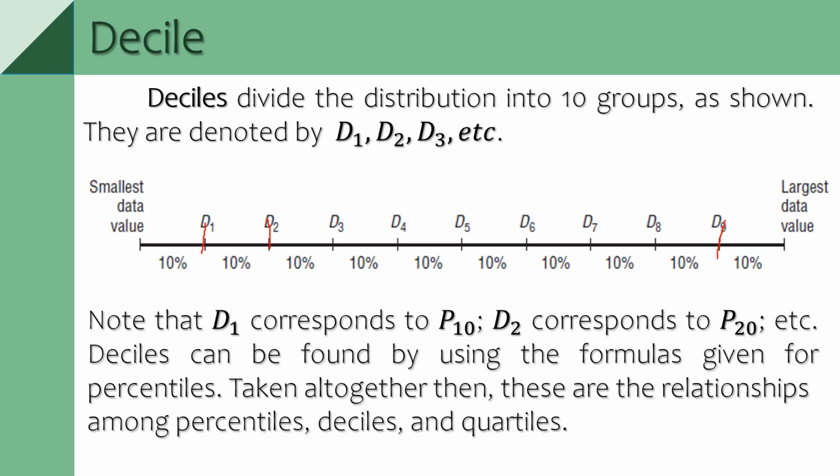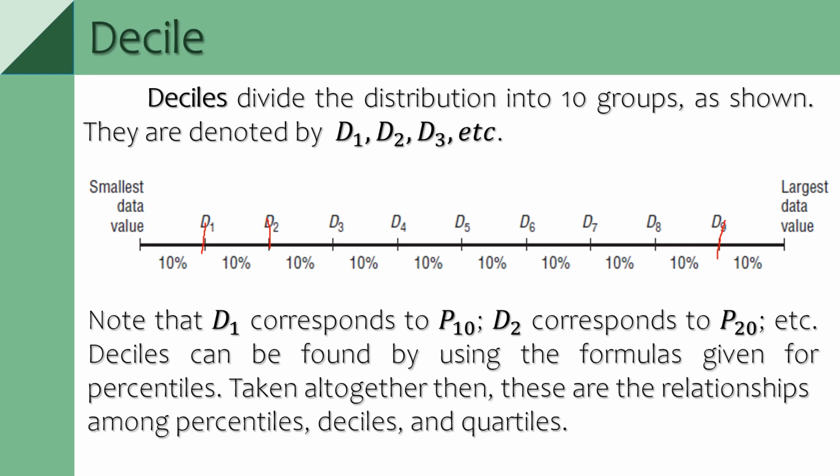Okay, then note that the first decile corresponds to the 10th percentile. Okay, so second decile corresponds to the 20th percentile. So, ano na yun? Ibig sabihin, si third decile is equivalent or corresponds to the 30th percentile. So, decile can be found by using the formula given for percentile. Taken all together, these are the relationships among percentile, decile, and quartile.